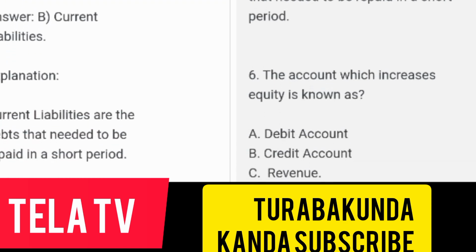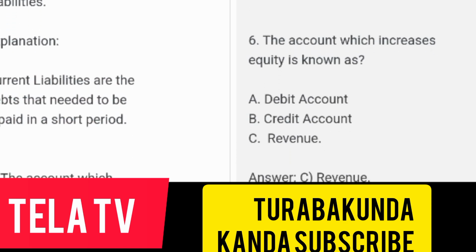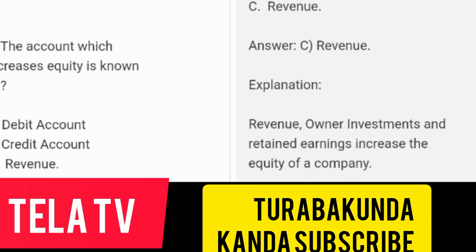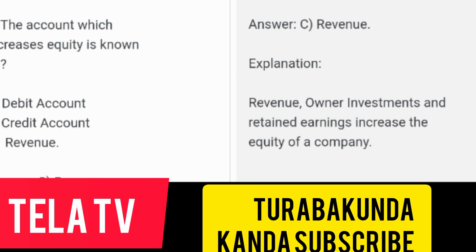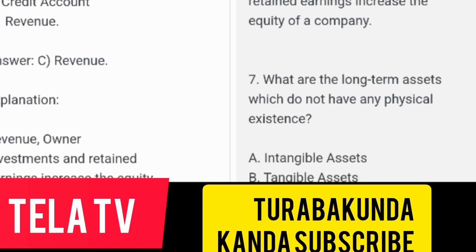6. The account which increases equity is known as A. Debit account. B. Credit account. C. Revenue. Answer. C. Revenue. Explanation. Revenue, owner investments and retained earnings increase the equity of a company.